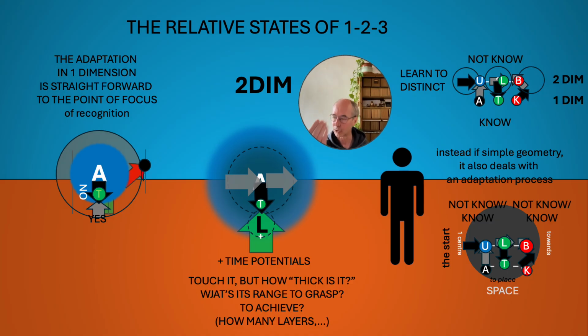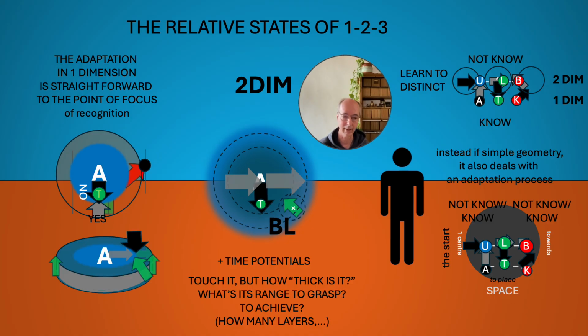In one dimension, it's just, okay, I can touch it, I can feel it, I can sense it, okay, this is it. But there is more to it. Again, if I compare it to the surface, how thick is it? And what's the range of how well I can grasp it? What's the range of how well I can achieve it? How many layers are there as well? And both the L and the B are about this in these two dimensions.